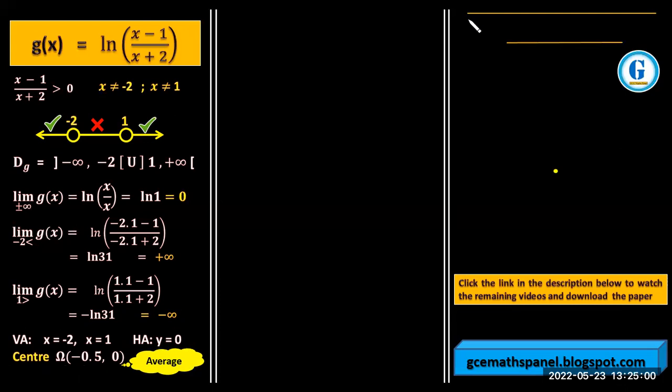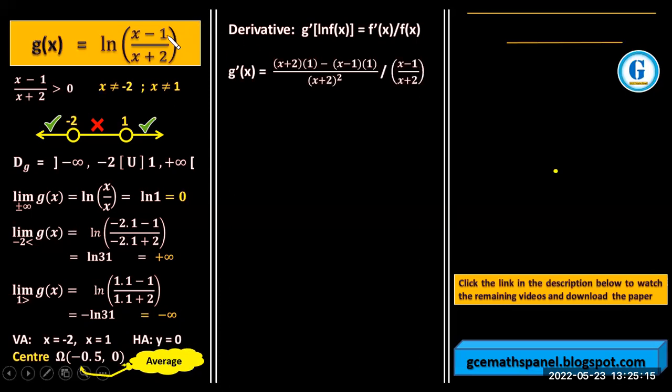Now, the next thing in that question is to study the variation of the function. So you have to now look at the derivative. For logarithmic functions, the derivative is given by the derivative of the core divided by the core. The core here is x minus 1 on x plus 2. So the derivative of that divided by x minus 1 over x plus 2.